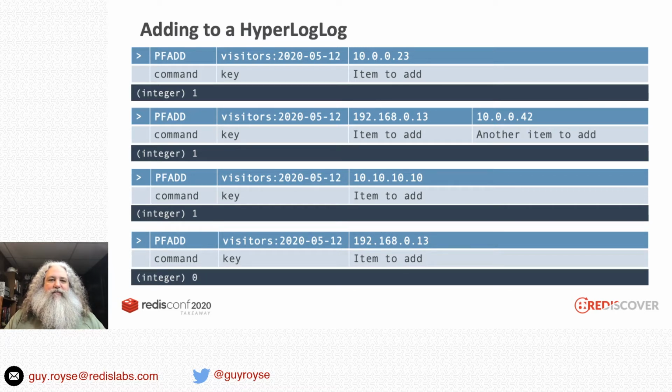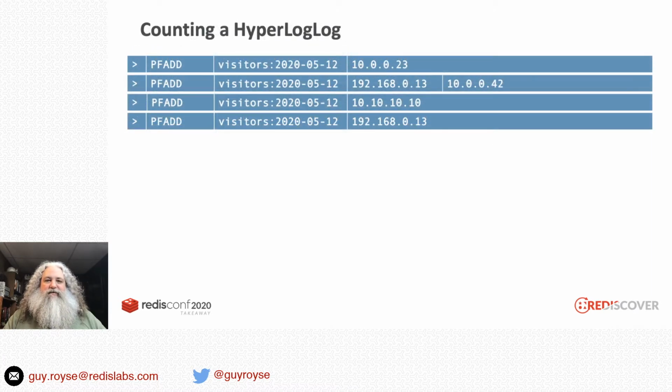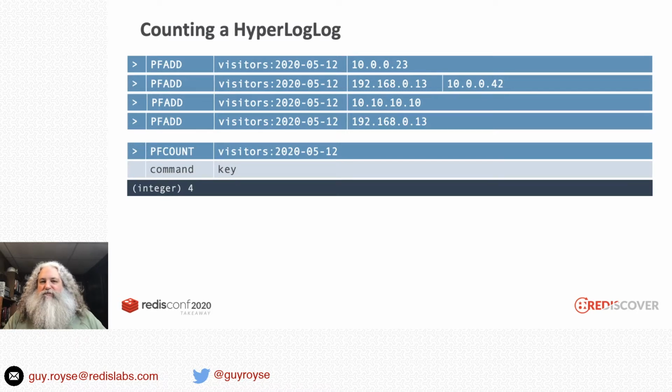And you'll notice that each time we've done this, this returns a 1. But this last time, it returned a 0. And the reason it did that is because we've used this IP address here before. And so this particular call to pfadd did not change the state of the HyperLogLog. Since it didn't change the state, it returns a 0 to say that it has not been changed. And so we should have 4 items if we were to call pfcount. So let's do that. Here's all our adds. We call pfcount, and it returns 4.